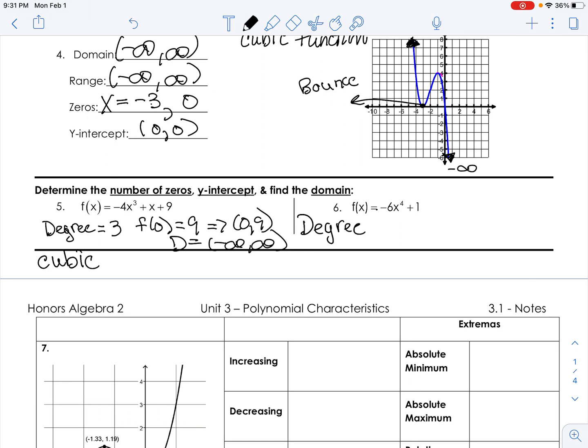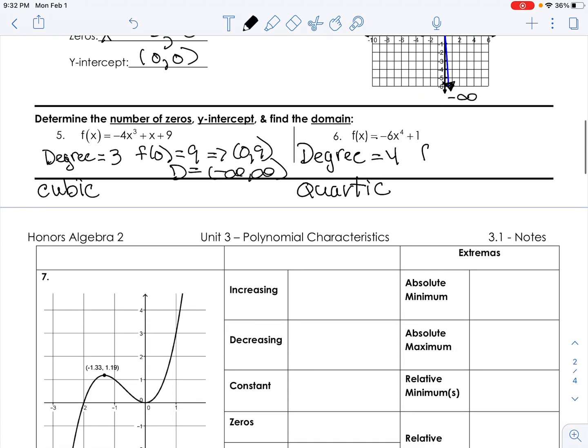Number 6, f of x equals negative 6x to the 4th plus 1. Well, what's the degree? The degree is 4 because that's the highest exponent. This is a quartic. So what will that look like? Well, it will behave like the quadratics, meaning the ends of the graph will go in the same direction. And that's important.